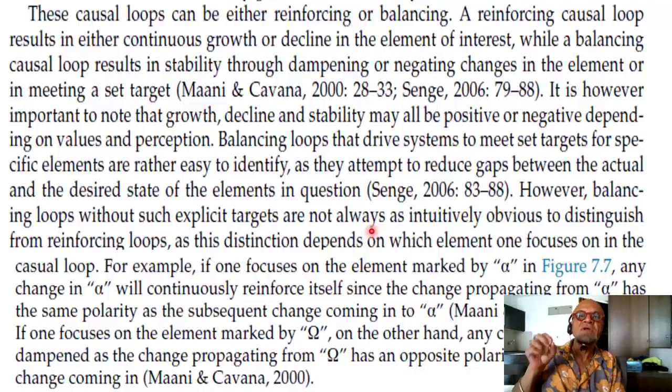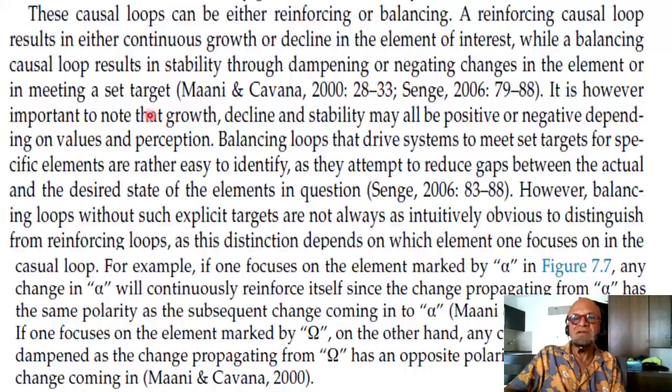For example, if the glacier starts to melt from global warming, it can very rapidly disappear. So that's a decrease or decline in the glacier mass, but it will be an increase in sea level, and so on. While a balancing causal loop results in stability through dampening or negating changes in the elements in meeting a set target.